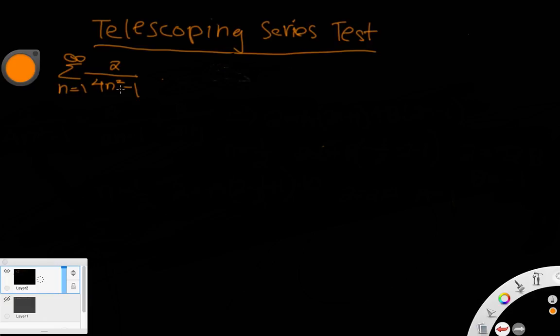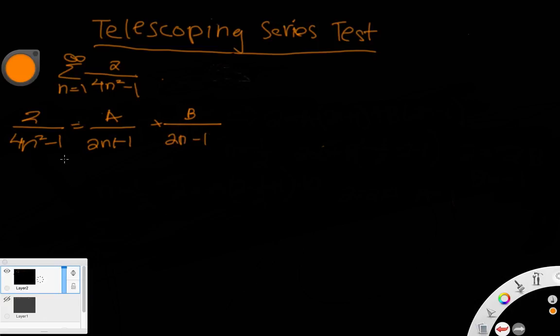convert this into something that looks more like our traditional telescoping series. We want to make this two fractions that are subtracted from each other, and the way we do this is partial fraction decomposition. The first thing you want to do is rewrite the first fraction that they give you. It's equal to some constant a over the first factor plus another constant, b, over the second factor. The first factor is 2n plus 1, and the second factor is 2n minus 1.